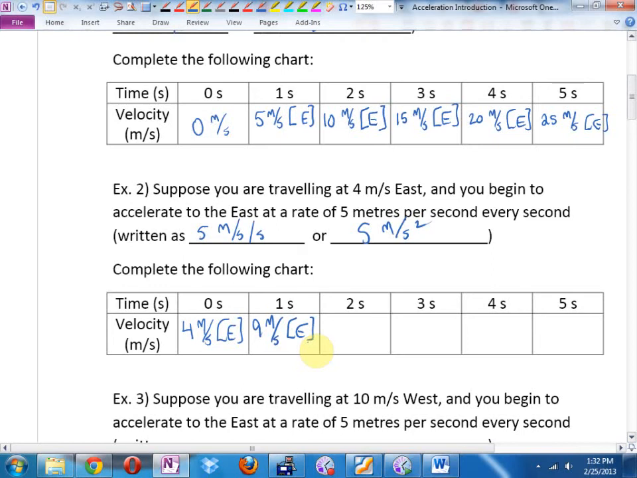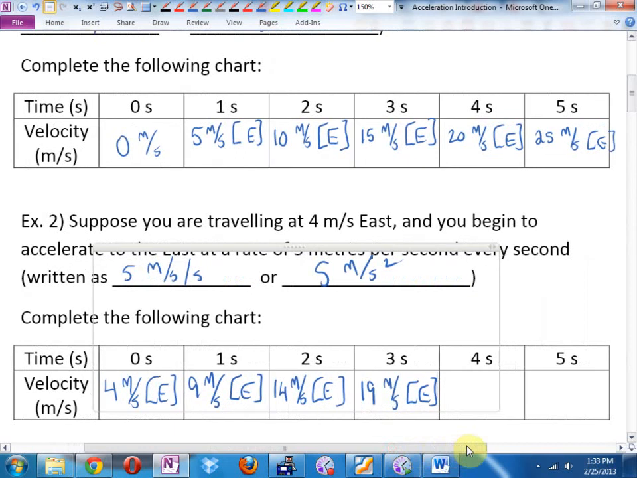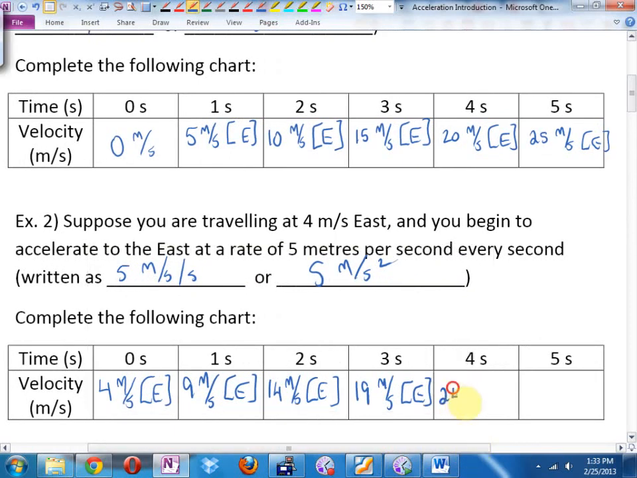After 2 seconds, how fast am I traveling? 14. Spot the pattern, yes? How about after 3 seconds? How fast? 19? After 4 seconds, how fast? Sorry? 24? And after 5 seconds? Oh, forgot the meters per second.